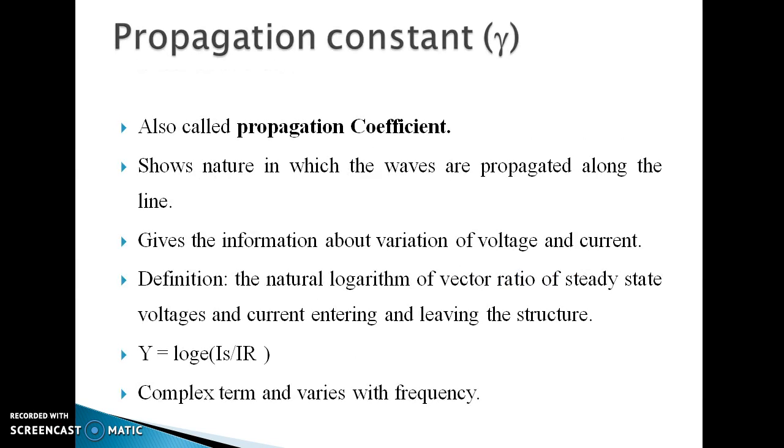Next one is propagation constant. It is also called the propagation coefficient. It shows the nature in which the waves are propagated along the line, and it also gives the information about the variation of voltage and current. So the definition is the natural logarithm of the vector ratio of steady state voltages and the current entering and leaving the structure. So you can calculate your propagation constant, that is log to the base e of IS by IR, in the complex term and it varies with frequency.